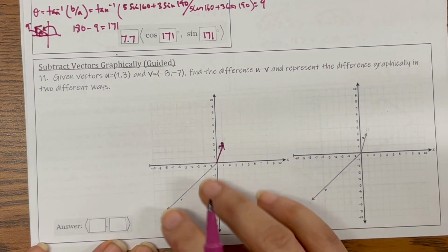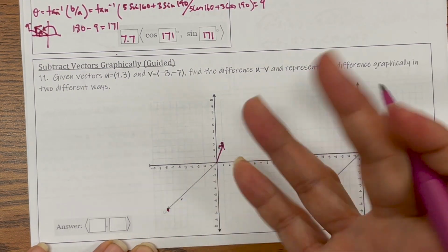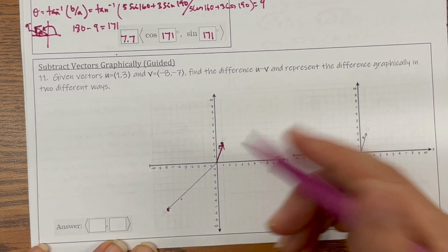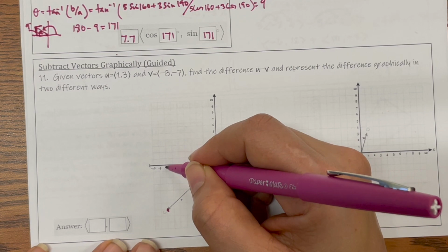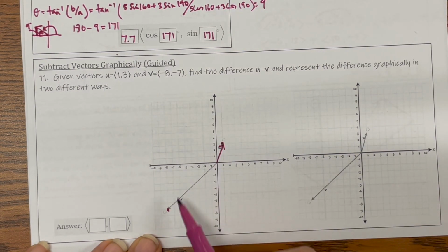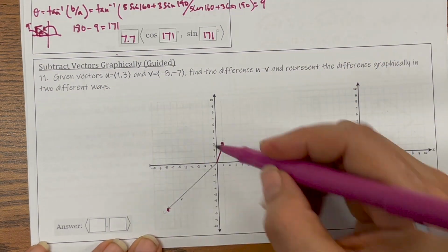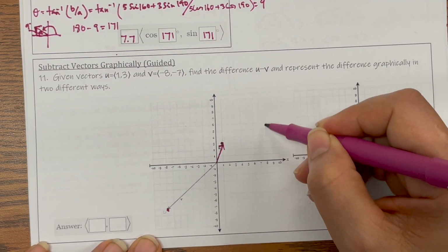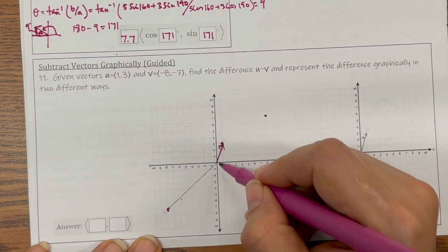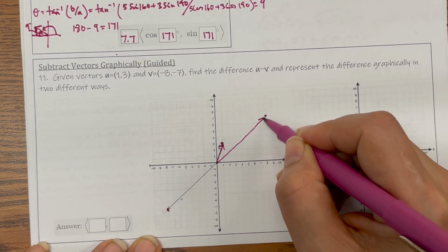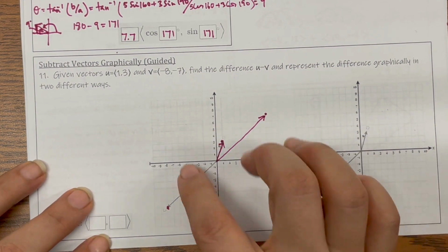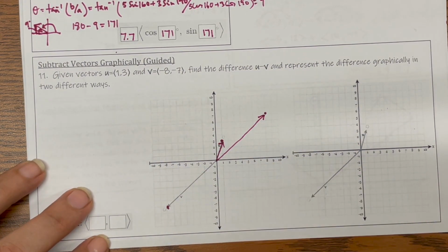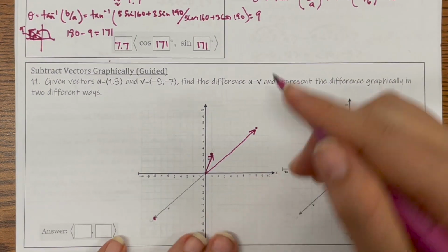Now remember, minus v, anytime you have a negative, you're going to negate it, right? So it's going to flip over. So this is negative 8, negative 7. If I multiply negative 8 by negative 1, you're going to get positive 8. Negative 7 times negative 1 will give me positive 7. So when I flip it over, it's going to go 8, 7. So this is my negative v. So I've negated this. You can think of it as flipping it over this way or multiplying both coordinates by negative. All right, now that I have that, remember to add.